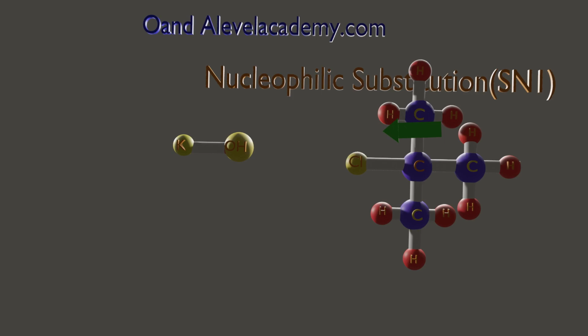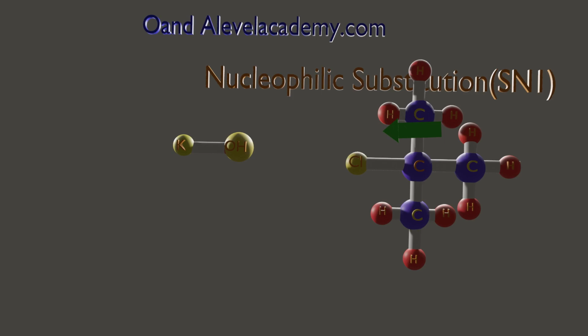A nucleophilic substitution reaction can be of two types. One is SN1 and the other is SN2. We are going to discuss SN1 first. Here in SN1, it happens between a tertiary alkyl halide and aqueous potassium hydroxide or sodium hydroxide.